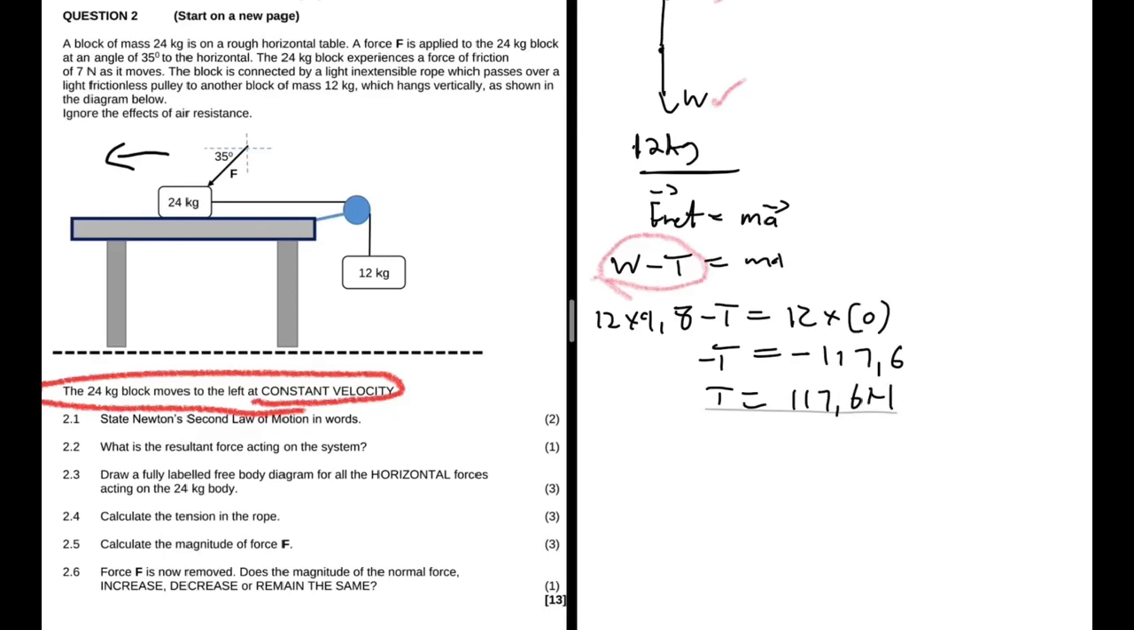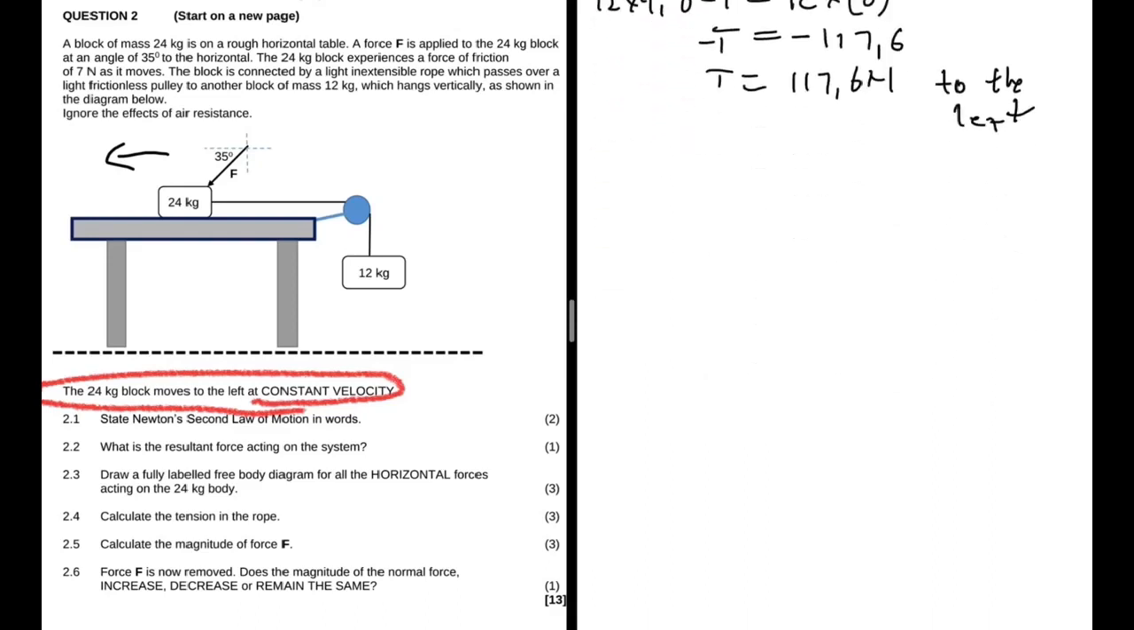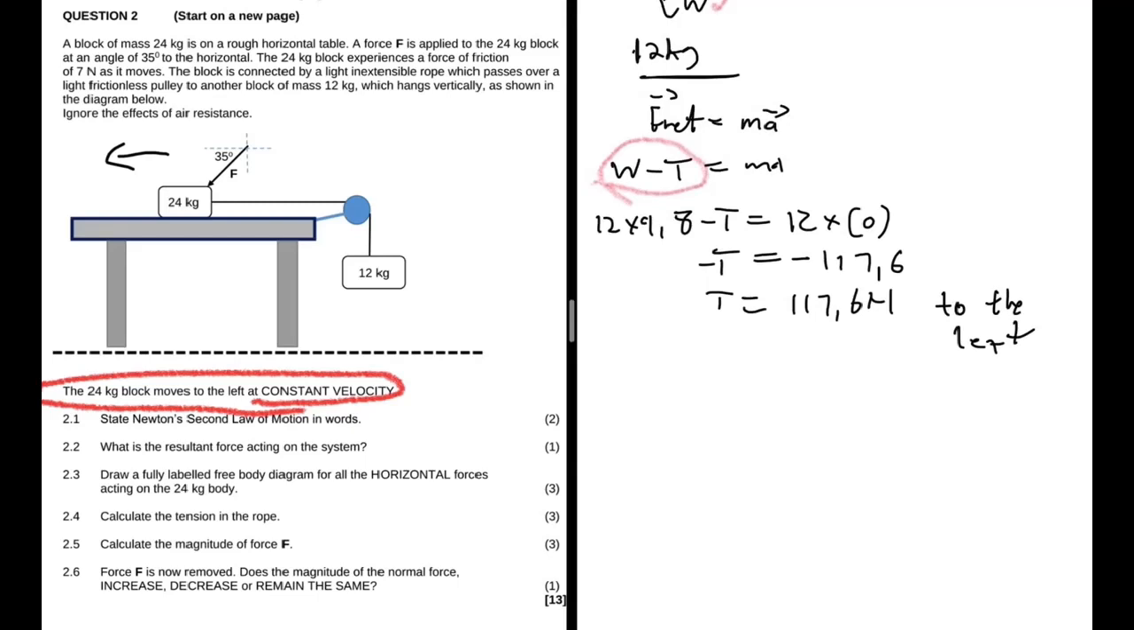It says let's calculate the tension, right? So we can put a direction here. For the 12 kg block, it will be to the left, right? And then for the 24 kg block, it will be to the right. So let's do 2.5. 2.5 says let's calculate the magnitude of force F.